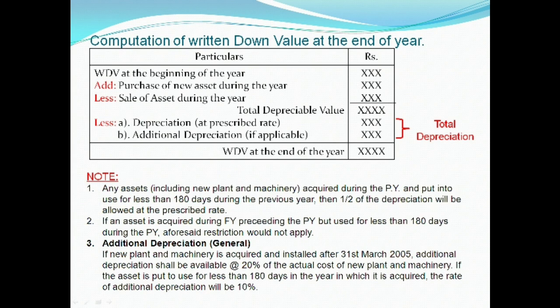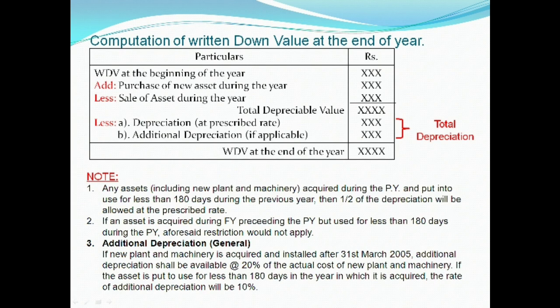Now let us see the format of depreciation under section 32, that is, computation of written down value at the end of the year. As we know, our previous year is 2018-19. So during this year we are going to find out the written down value at the end of the year, which is on 31/3/2019. We start with the WDV at the beginning of the year, that is, the asset's written down value on the day 1/4/2018. On that day, whatever the asset's opening value is will be considered here.